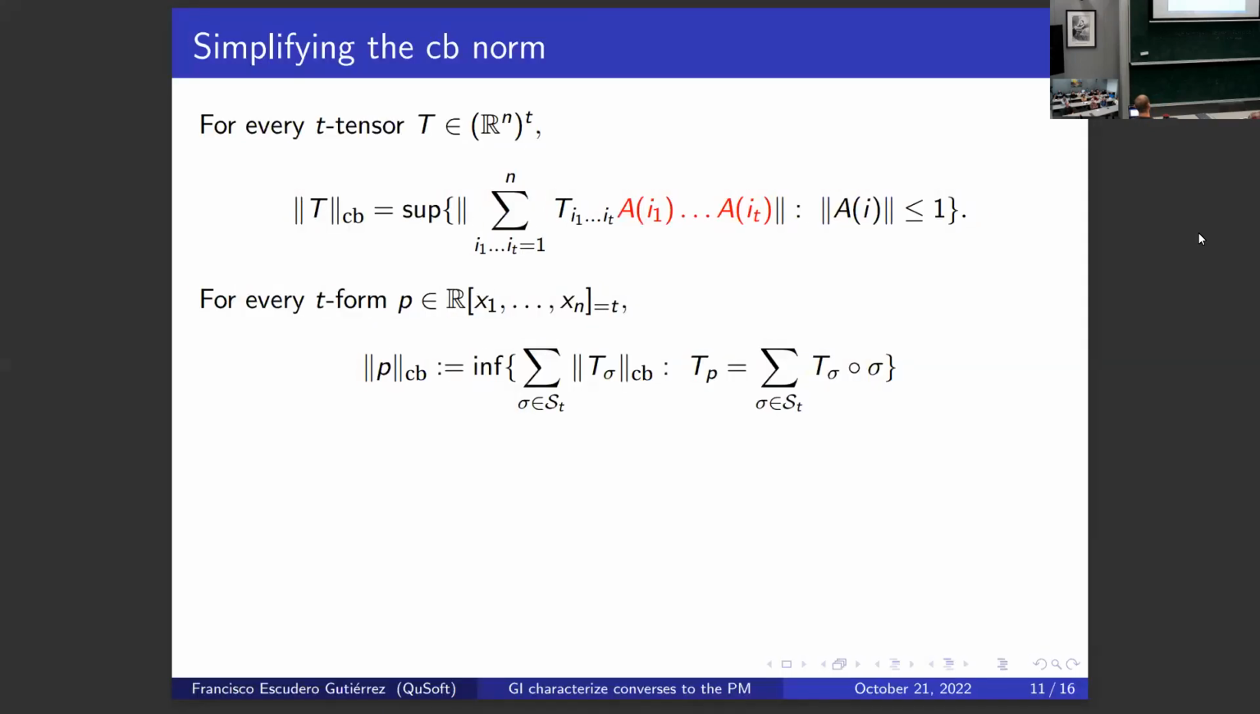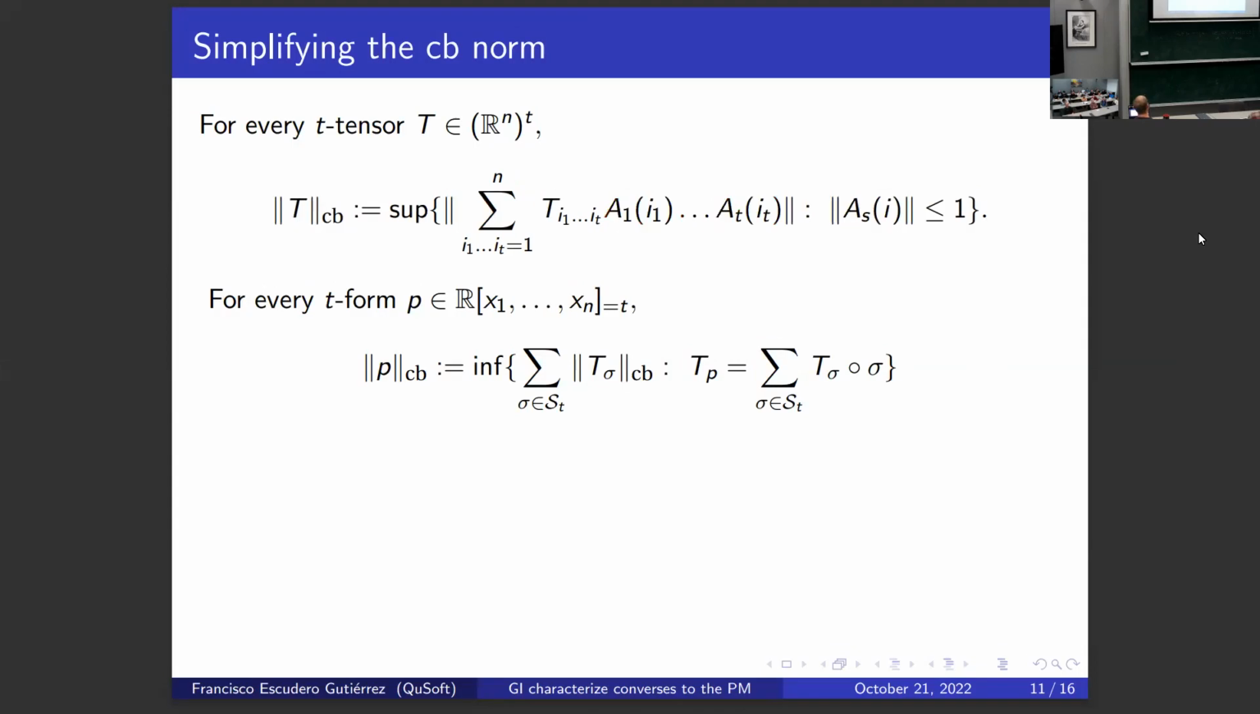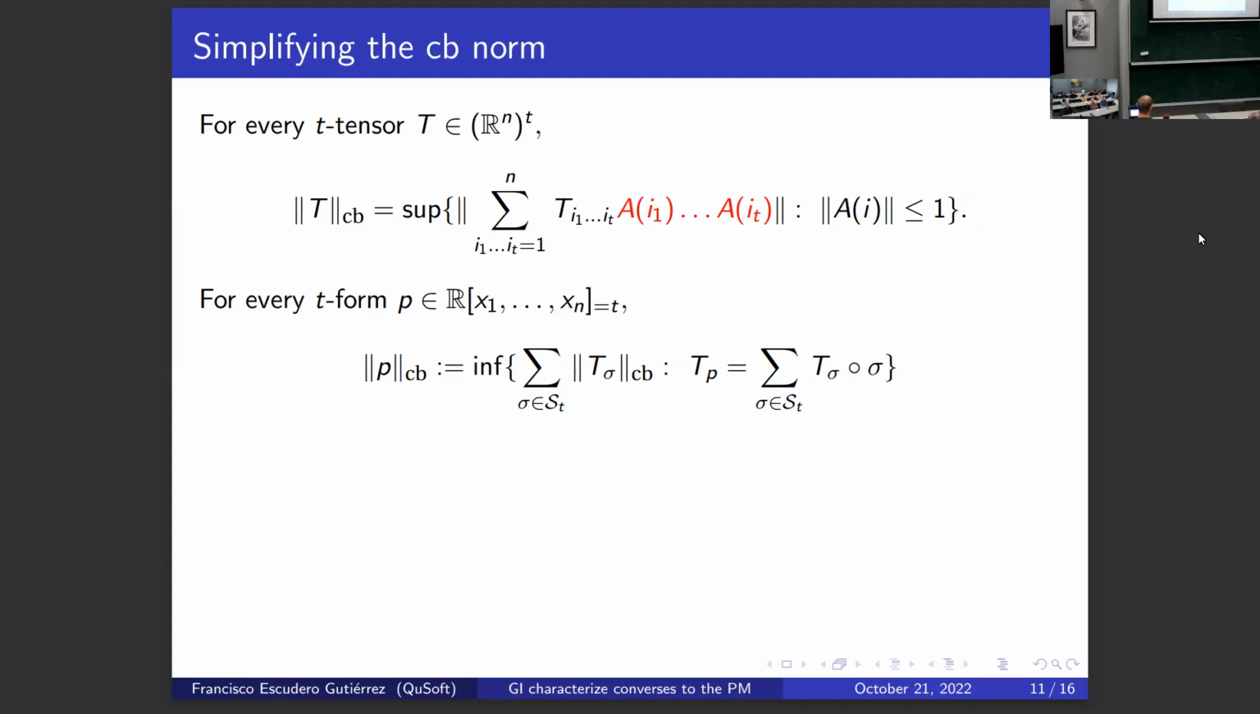And now, the first thing that we saw is that these A1 to AT can be taken to be the same. So now the multilinear completely bounded norm is equal to the homogeneous polynomial completely bounded norm, and this is nice because now we don't have as many sequences of matrices. Also, for those of you familiar with polarization arguments, this says that the polarization constant of the CB norm is 1. You don't lose anything when you take the norm with respect to the polynomial or with respect to the multilinear form.